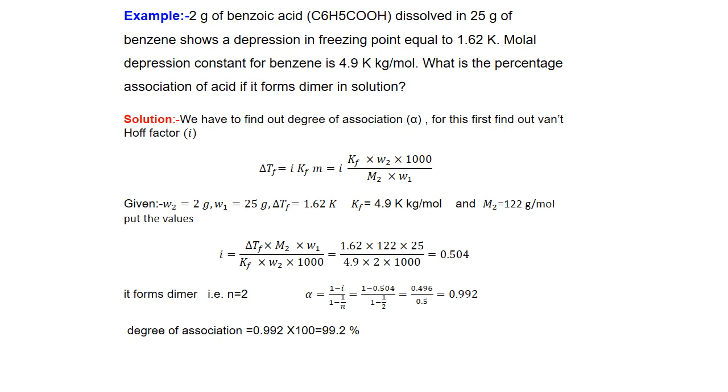You have calculated i, and you have calculated n. Place these values in the formula, alpha is (1 minus i) upon (1 minus 1 upon n). So 0.992 is the alpha. And what will be the percentage? Multiplied by 100, 99.2%. So this question is very good for your study.